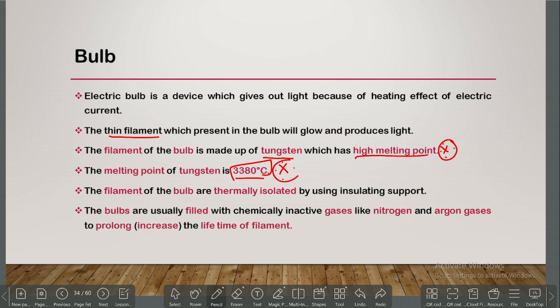3380 degrees Celsius. And this filament is thermally isolated. Isolated means it is kept separately by an insulating support. And then the bulbs are filled with chemically inactive gases. The two gases that are filled are nitrogen and argon. For what purpose are these gases filled? In order to prolong, that means to increase, the lifetime of the filament.